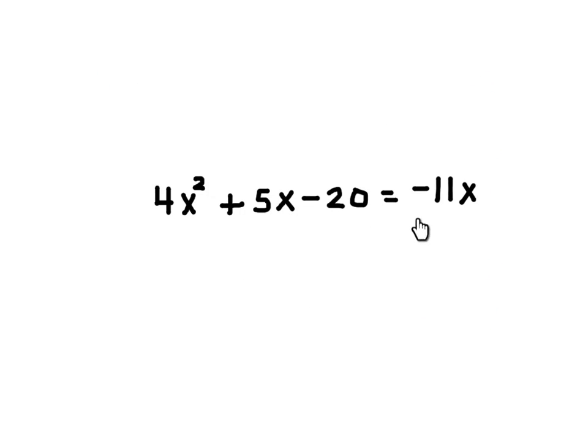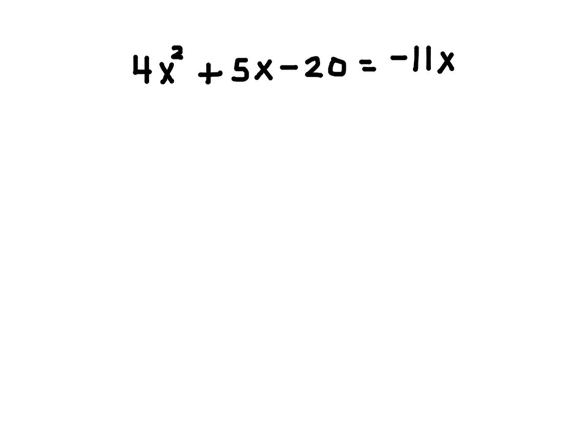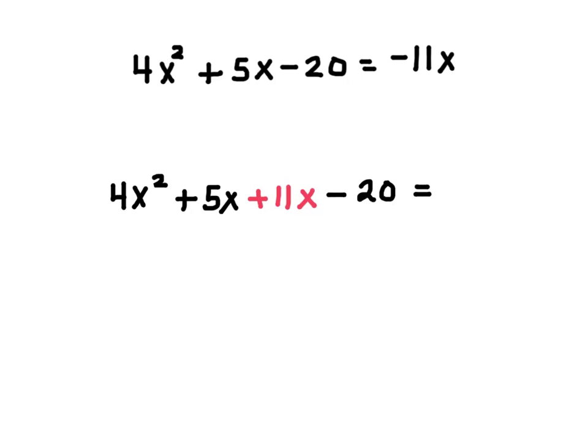Here's another example. Again, the right-hand side is not 0. So what we're going to need to do, let's move this up, is add the additive inverse, which is 11x, to both sides. And when we do this, we get 4x squared plus 5x plus the additive inverse of a negative 11x, which is 11x, minus 20 is equal to 0.